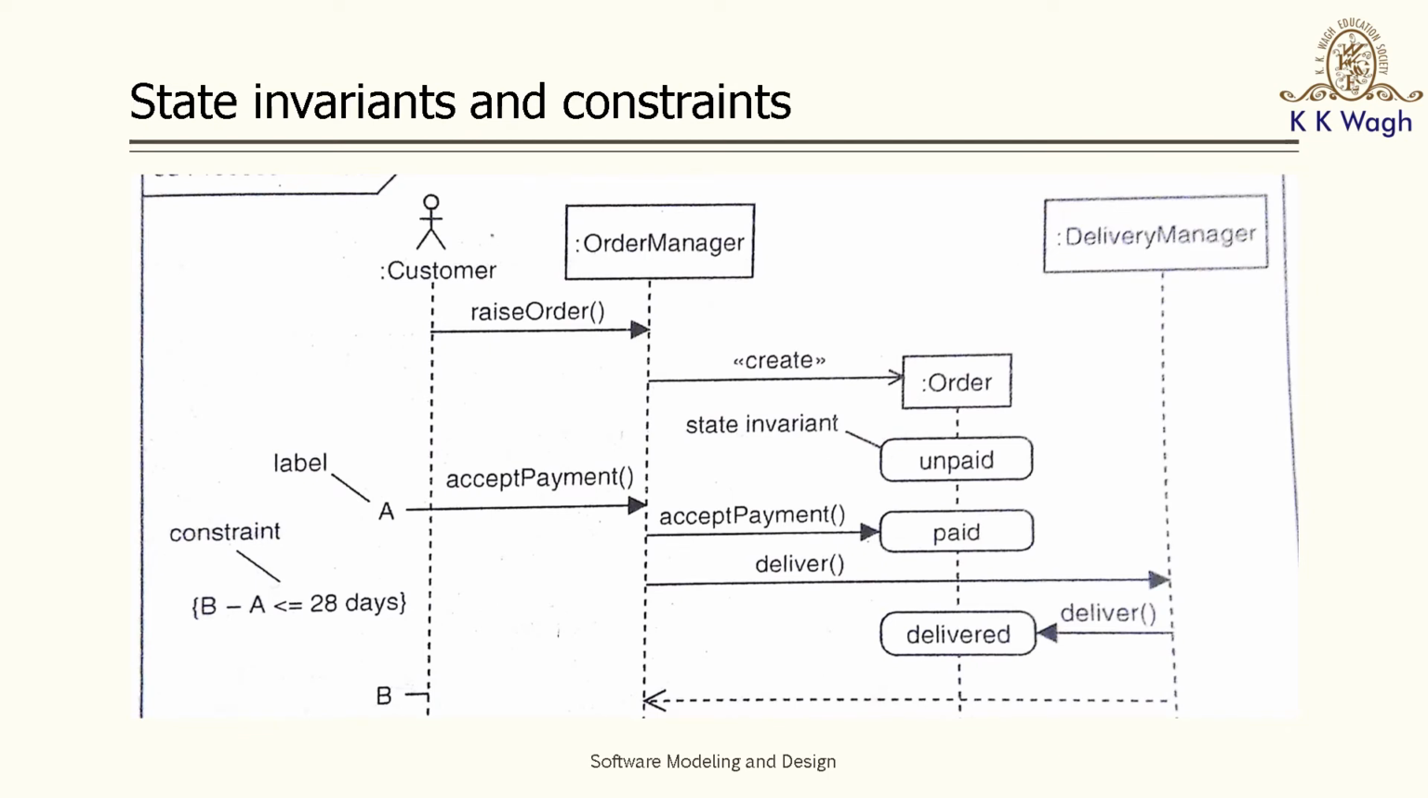Next is what are state invariants and constraints. So basically constraint means what? There are some rules which are applied on a diagram or sequence diagram, that are called constraints. Okay, and state invariants means what?